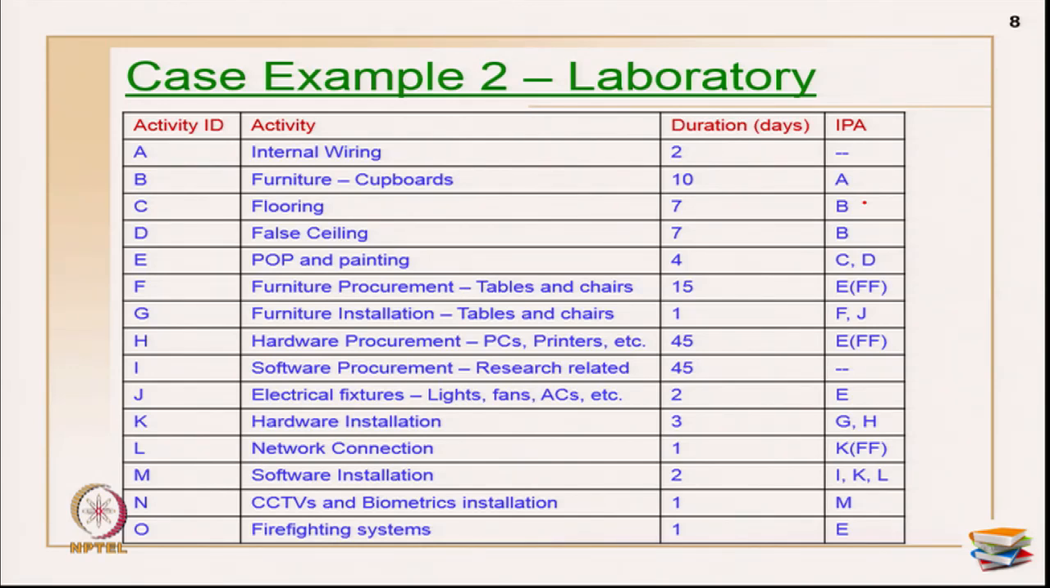Then furniture procurement for tables and chairs was done, and this is a parallel task. What is given here is that it should be finished as soon as the POP and painting are done. As soon as the room is ready, the plaster of Paris and the painting completely done, then the tables and chairs can come into the room. That was because we need a place to store all this inventory.